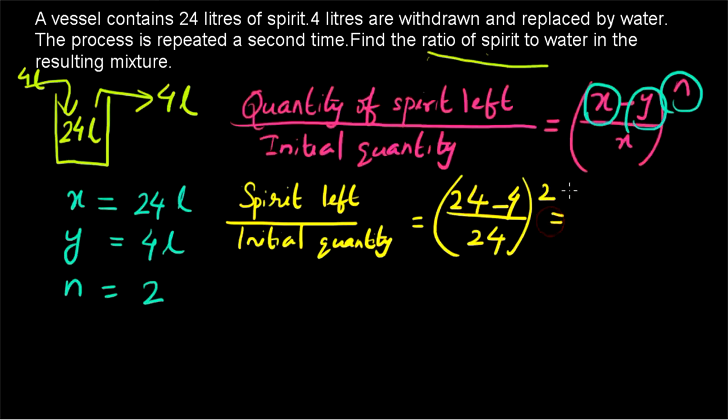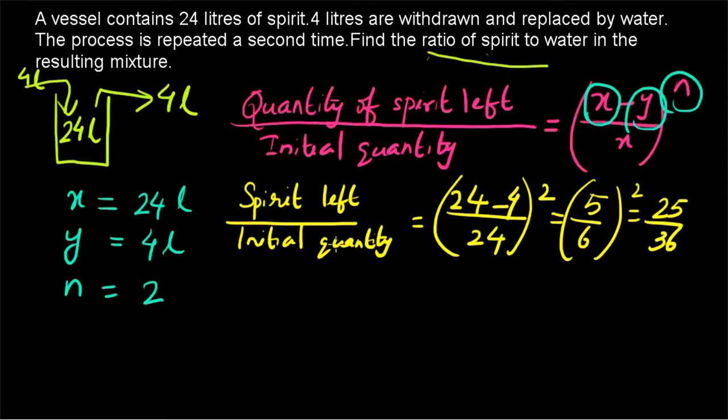So 24 minus 4 is equal to 20. So 20 by 24, we can cancel by 4. So we get (5 by 6) the whole square, which is equal to 25 by 36. Now what's our question? We have to find the ratio of spirit to water in the resulting mixture.